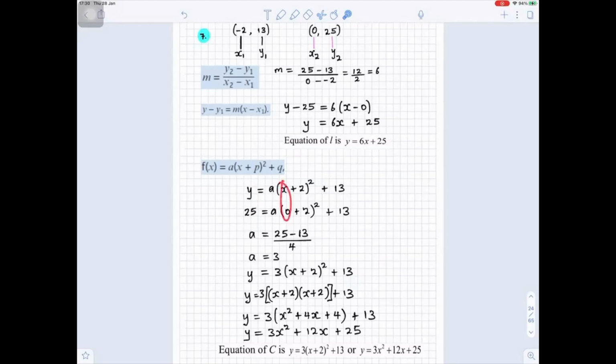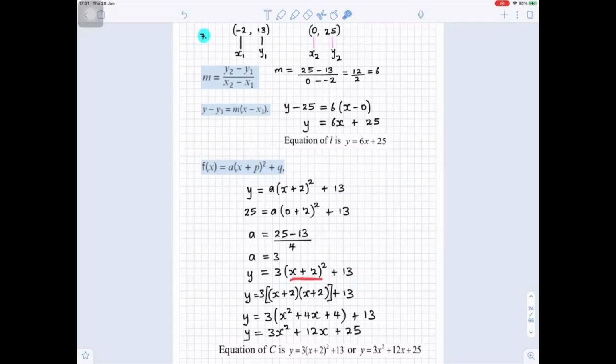and x is 0. So you substitute that in: (0 + 2)² + 13, and 25 on the left hand side. So 25 minus 13, we want to make a the subject. Take plus 13 to the left, it becomes 25 minus 13, and divide by 4 is a. So that gives us a to be 3. So a is 3(x + 2)² + 13.